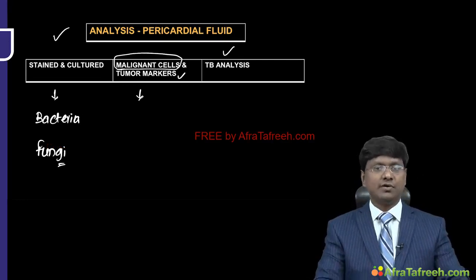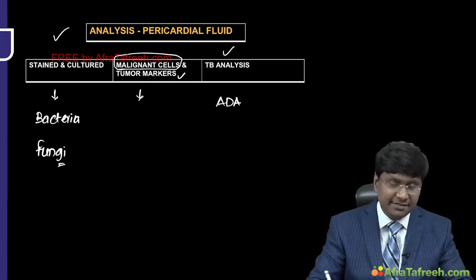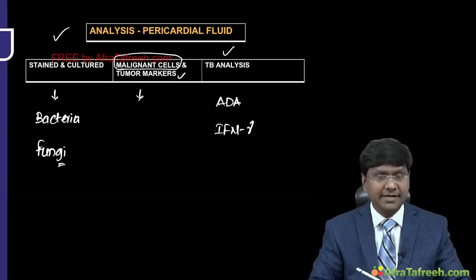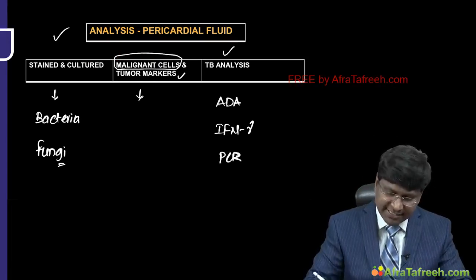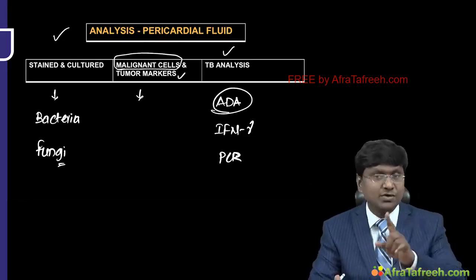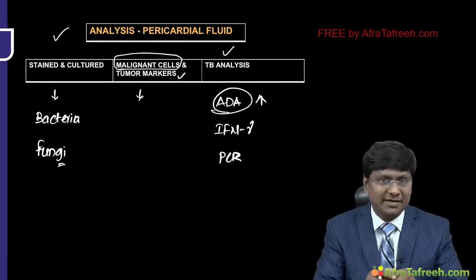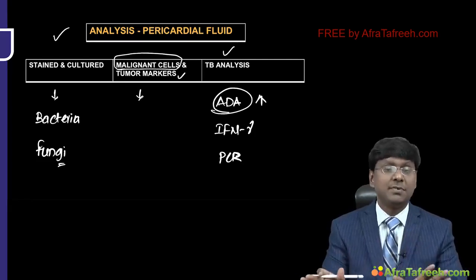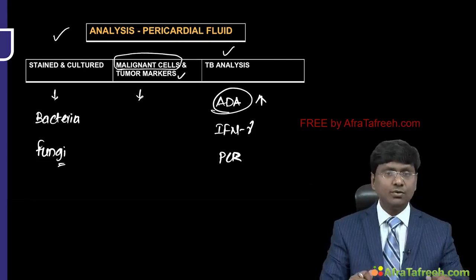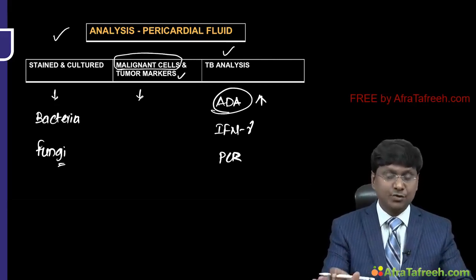And the analysis for tuberculosis. Okay, that is a very, very important thing. In which you need to measure the ADA, that is adenosine deaminase. You need to check for the interferon gamma, right? And you also need to do the TB-PCR, that is polymerase chain reaction. So ADA stands for adenosine deaminase. In case of tuberculous pleural effusion or tuberculous pericardial effusion, the ADA levels will be elevated. That tells you that there is tuberculous pericardial effusion if the ADA levels within the pericardial fluid are elevated.